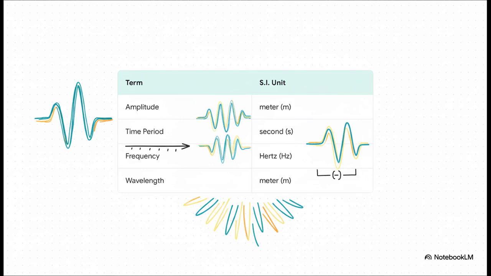So, let's do a super quick recap. We've got our 4 key ingredients: amplitude, which is the wave's height or power; time period, how long one wave takes; frequency, how many waves happen per second; and wavelength, the physical length of one wave. These 4 things are basically the DNA of any wave.